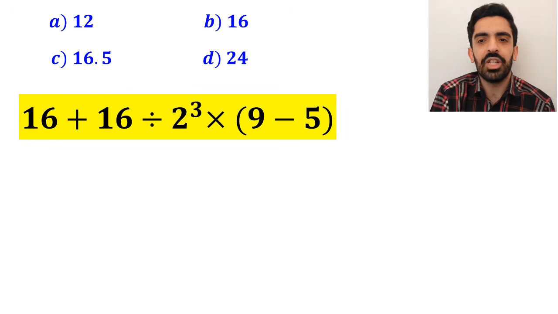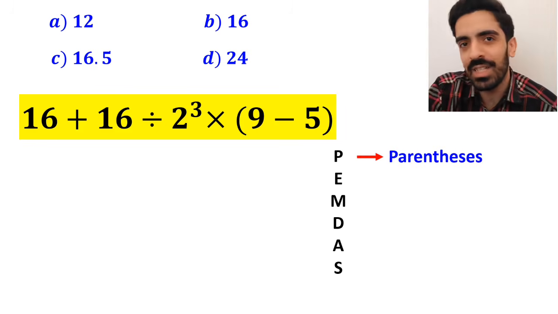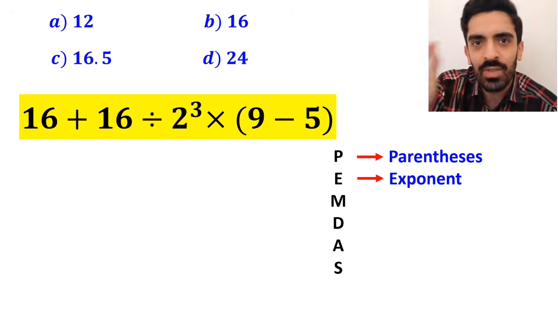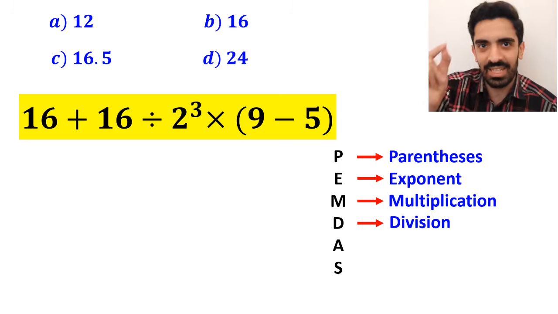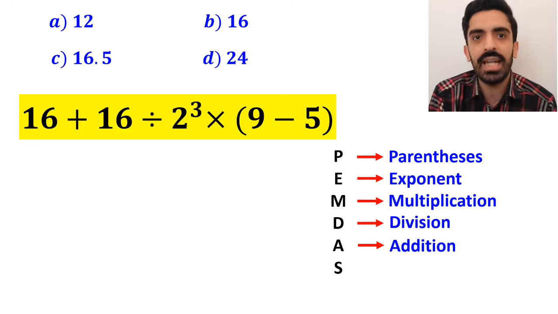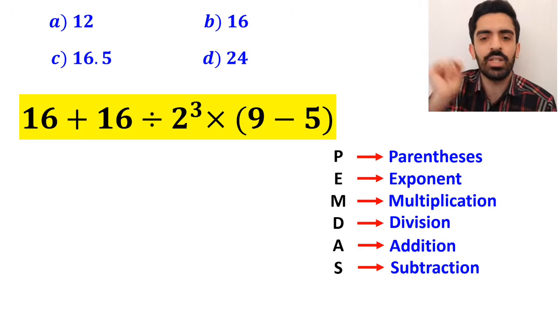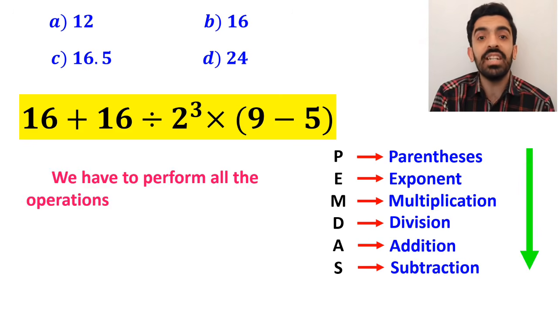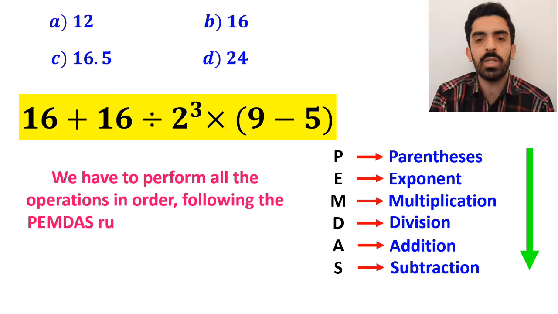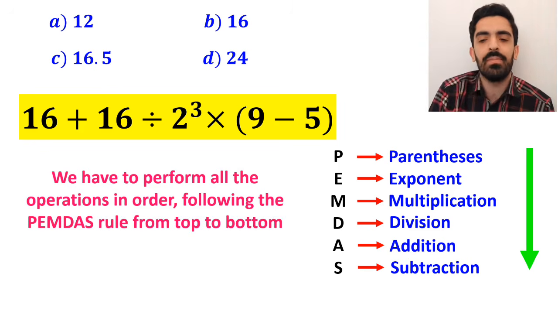To solve this question, we must follow the PEMDAS rule. And in this rule, P stands for parentheses, E stands for exponent, M stands for multiplication, D stands for division, A stands for addition, and S stands for subtraction. It means that we have to perform all the operations in order following the PEMDAS rule from top to bottom.